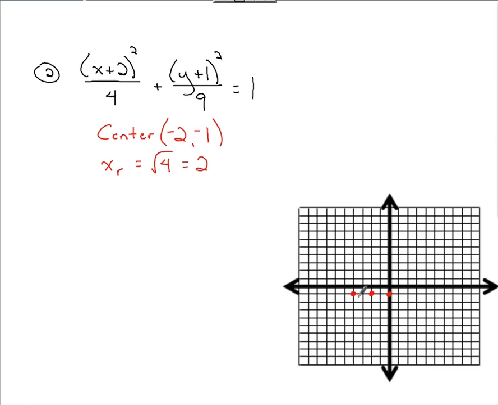Now find the y radius. Locate the y's up in the equation. Look to see what's underneath those y's. In this case, a 9. Take the square root of that 9, giving me a y radius of 3. So from my center point, I'm going to travel vertically for the y radius, 3 units in each direction. Now I can draw a reasonable sketch of the ellipse.